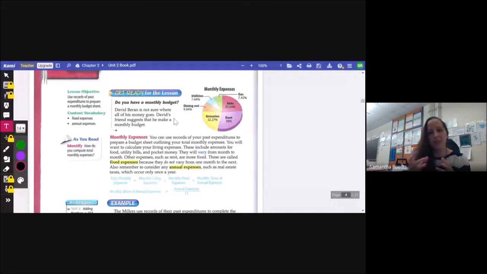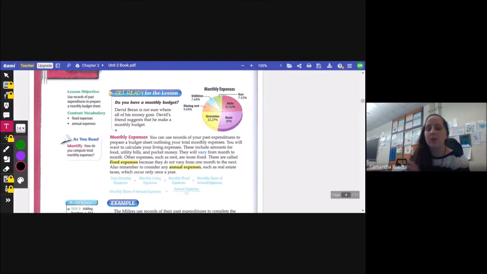Those monthly expenses are, if you have a car, auto insurance, any gas that you might put in your car, if you're paying rent or you have a house payment, utilities for that house or apartment, gas that you're buying for your car to go back and forth to work, any pocket money that you might spend, so dining out, going shopping, anything like that, as well as your groceries. You can use your records from past expenditures to prepare a budget sheet outlining your total monthly expenses.